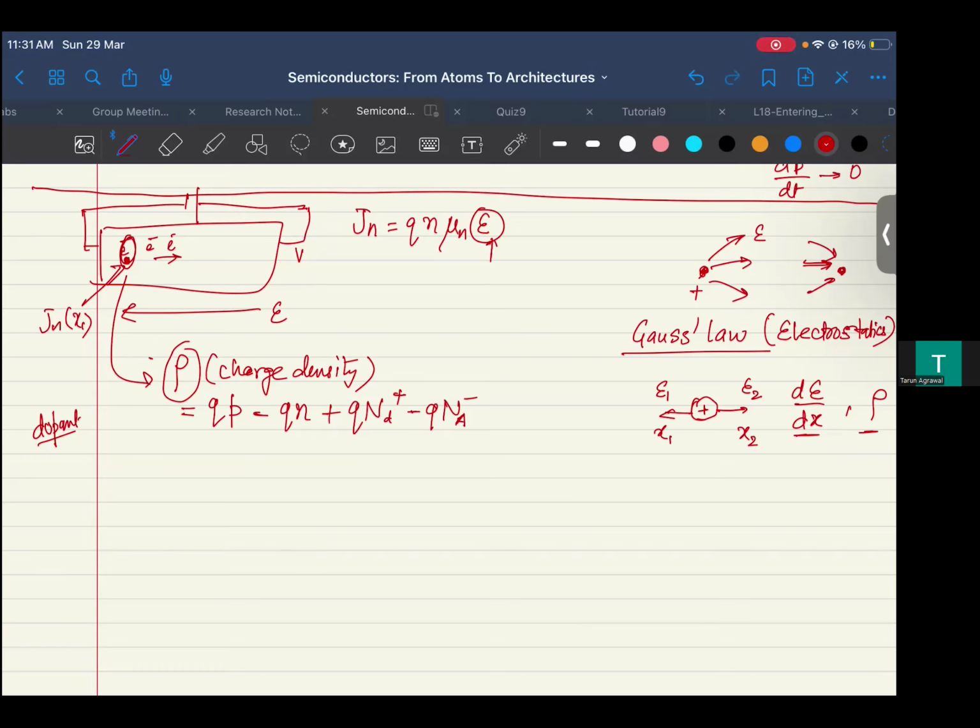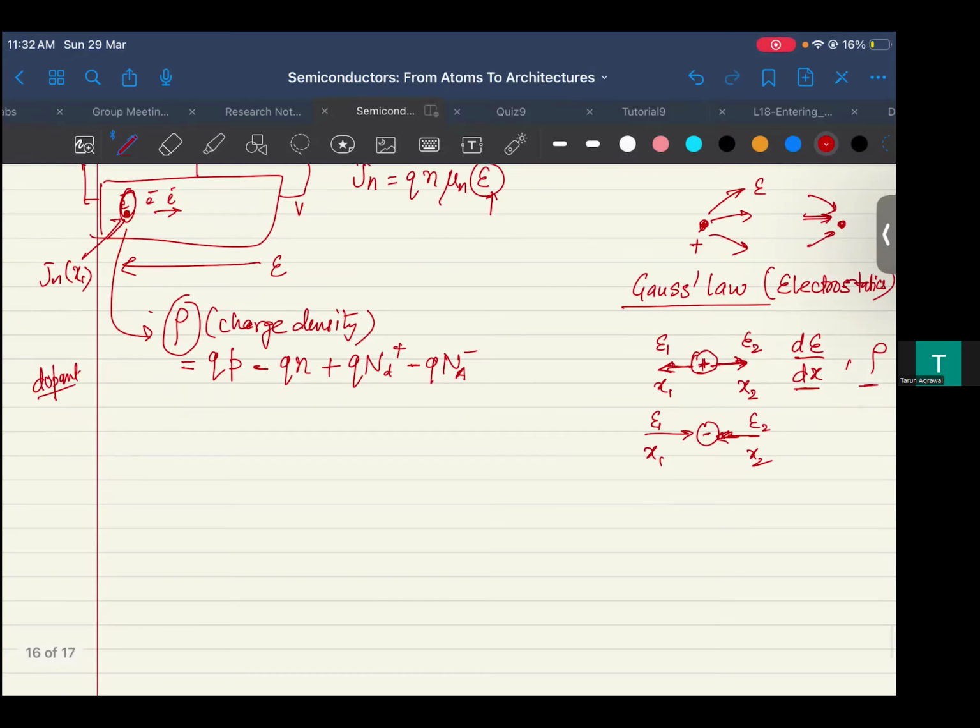You say, oh, this is the field, and this positive charge is giving field outside, because that is what we know from Gauss law, that it is giving outside field, right? Or the convention: negative charge will absorb the field. So the field lines would look like this, E1 and E2. So now this is what we have to relate.